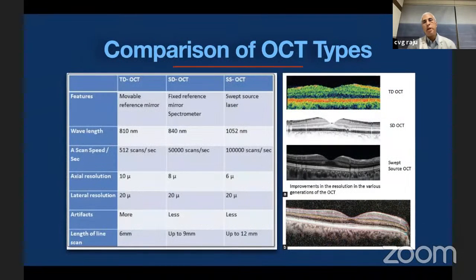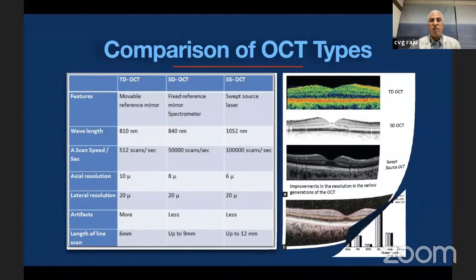Just to compare all three types of OCT: the axial resolution is 10 microns in time domain OCT, 8 microns in SD OCT, and 6 microns in SS OCT. Another most important thing is the artifacts. The artifacts are very, very few in the SS OCT as well as in the SD OCT. If you see the images on the right side, the resolution has improved to a great extent, almost to high definition imaging.